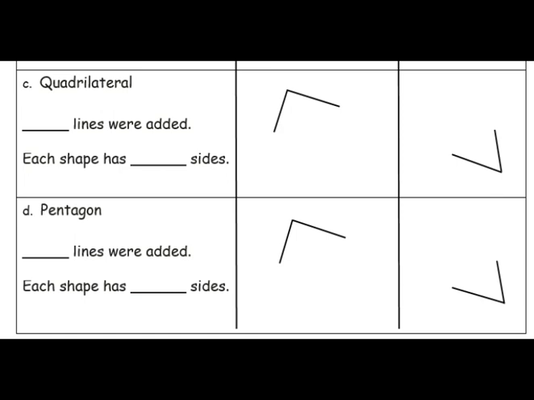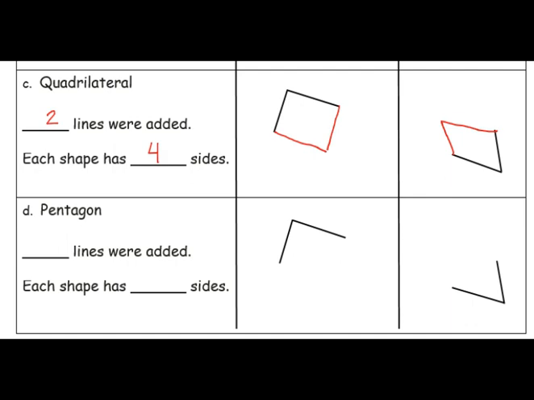First, we're going to look for quadrilaterals. Well, quadrilateral is a 4-sided shape. I have 2 sides, so I'm going to draw 2 more sides to make quadrilaterals. So I added 2 lines to each shape, and now each shape has 4 sides.